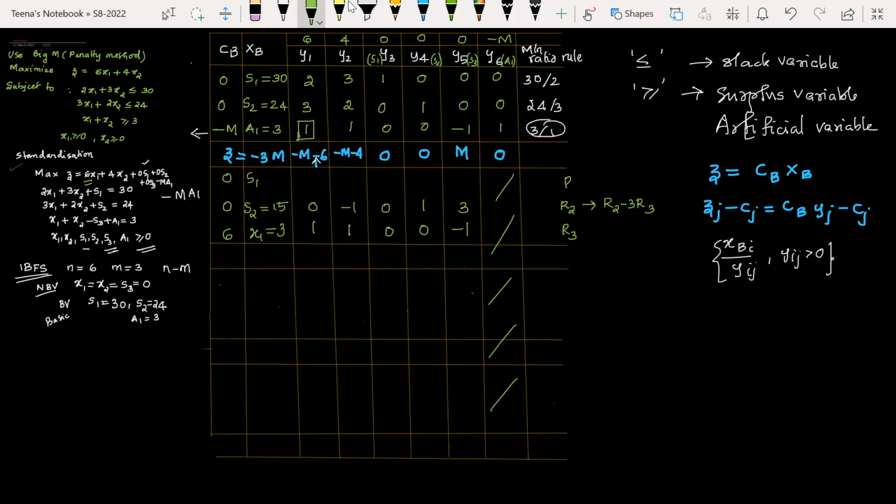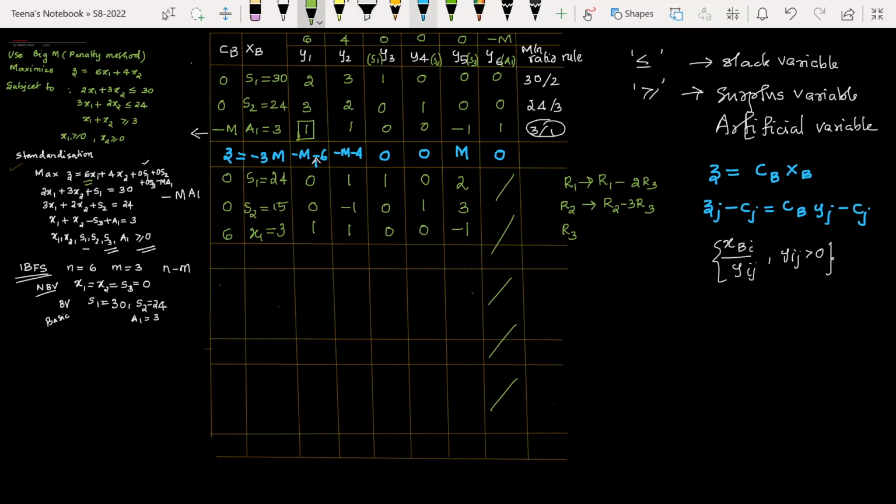Now we are going to make suitable modifications to R1 with respect to R3. So R1 minus 2 R3 will make this 2 equal to 0. So the corresponding row gets the same change. So S1 gets modified as 30 minus 2 into 3, 30 minus 6, it is 24. Then 2 minus 2, it is 0. 3 minus 2, it is 1. Then 1 minus 0, then 0 minus 0, then 0 minus minus 2, it is 2. So we got the entire second iteration values.